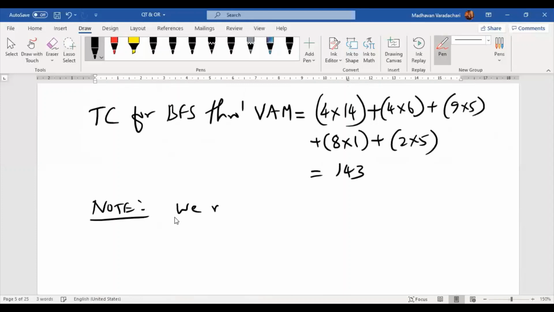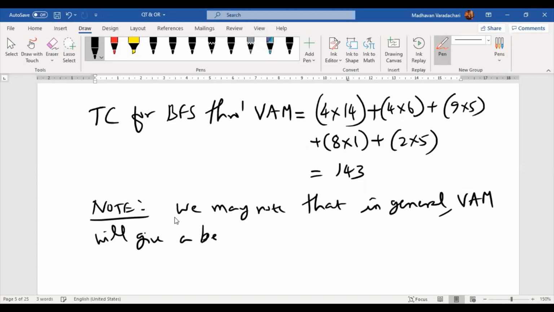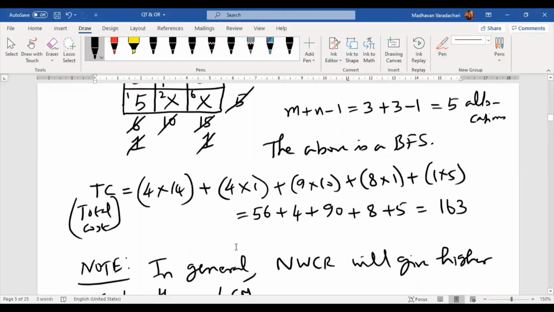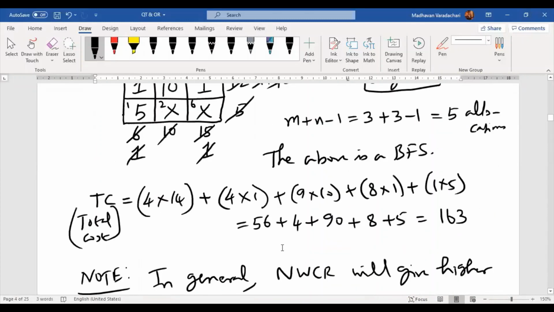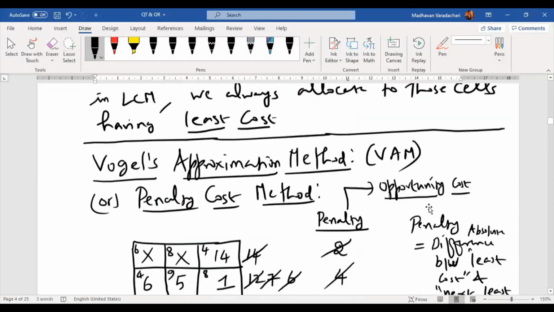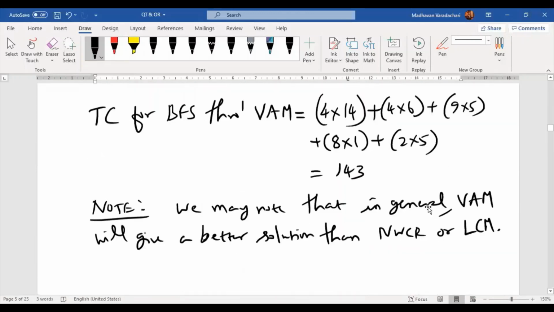What is that we noticed? We may note that in general, not always, in general, Vogel's approximation method or penalty cost method will give a better solution than the northwest corner rule or least cost method. Of course, the first method, what we got, the cost, I think 228, right? 228. Northwest corner rule, we got that total cost. Then least cost method, we got the cost as 163. And when you come to this penalty cost or Vogel's approximation method, you got the cost as 143. It is further lowered or further reduced.